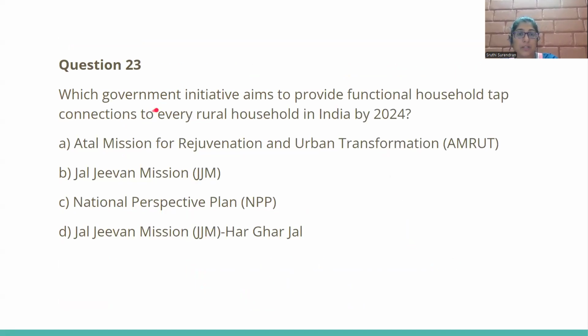Next one, which government initiative aims to provide a functional household tap connection to every rural household by 2024? Since these lectures were made earlier, by this year the scheme should ensure that every house has a tap connection to provide water. Which initiative aimed to do this? The options are Atal Mission for Rejuvenation and Urban Transformation, Jal Jeevan Mission, NPP, or Har Ghar Jal.